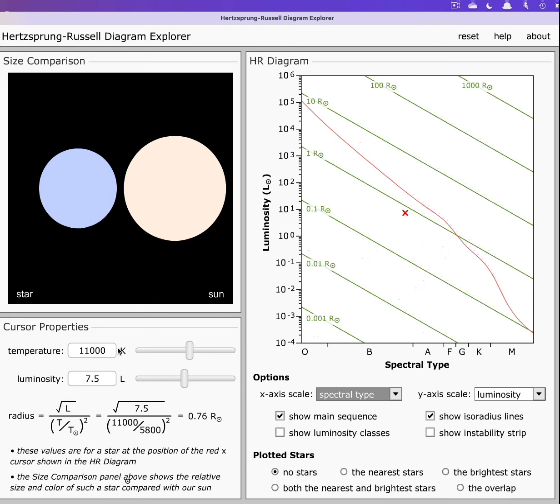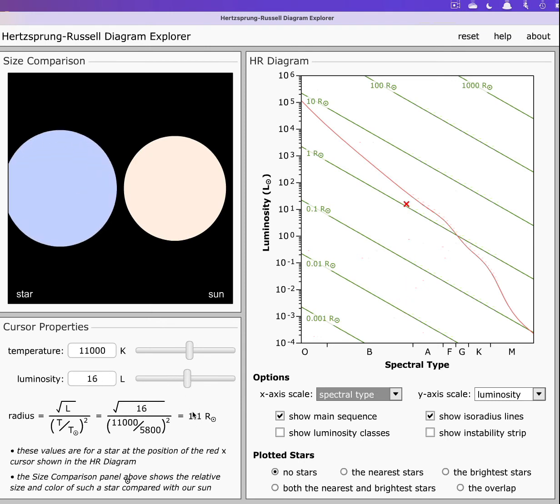So this thing is interactive. You can change the temperature here. You can change the luminosity there. Again, this is in terms of solar luminosities. So that's 7.5 times brighter than the sun. And that's what it means down here. That's why it's R with a circle with a dot in the middle. That's R sub sun and T sub sun.